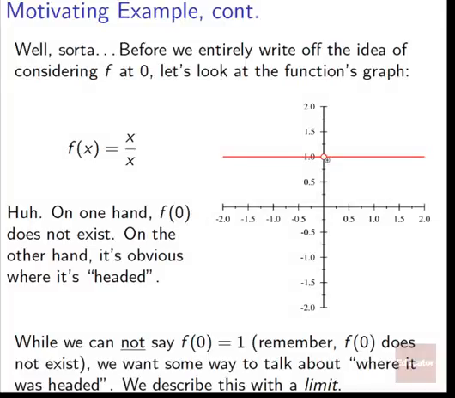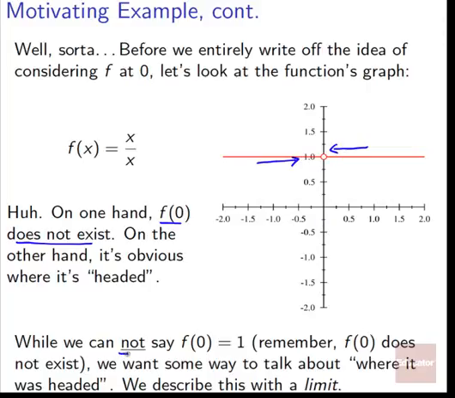Huh. So on the one hand, f of 0 does not exist, right? You plug in a 0, you get 0 over 0. That's bad. You're not allowed to divide by 0. So we say f of 0 does not exist. But on the other hand, it's obvious where it's headed. Look, the thing is going right in towards that 1. On the one hand, sure, it doesn't exist, but come on, it so totally should be a 1.